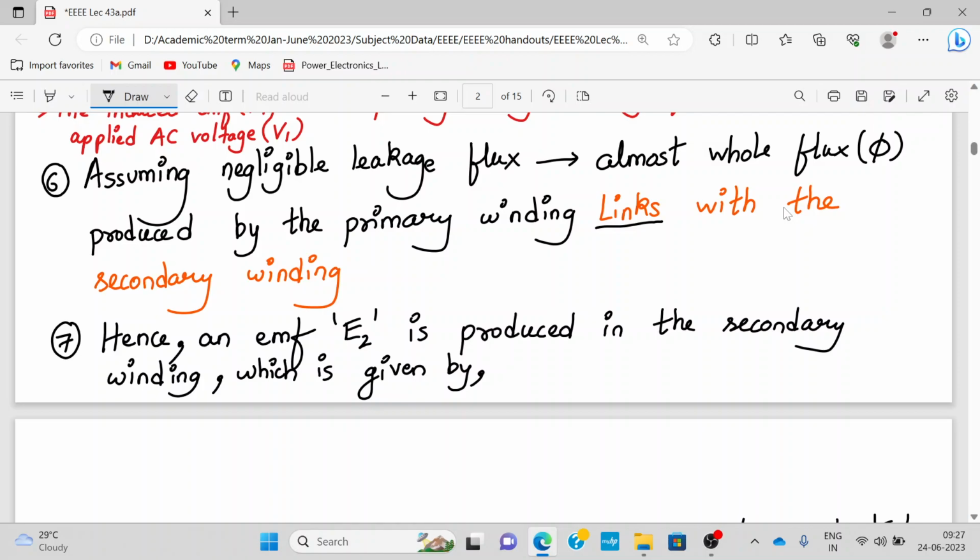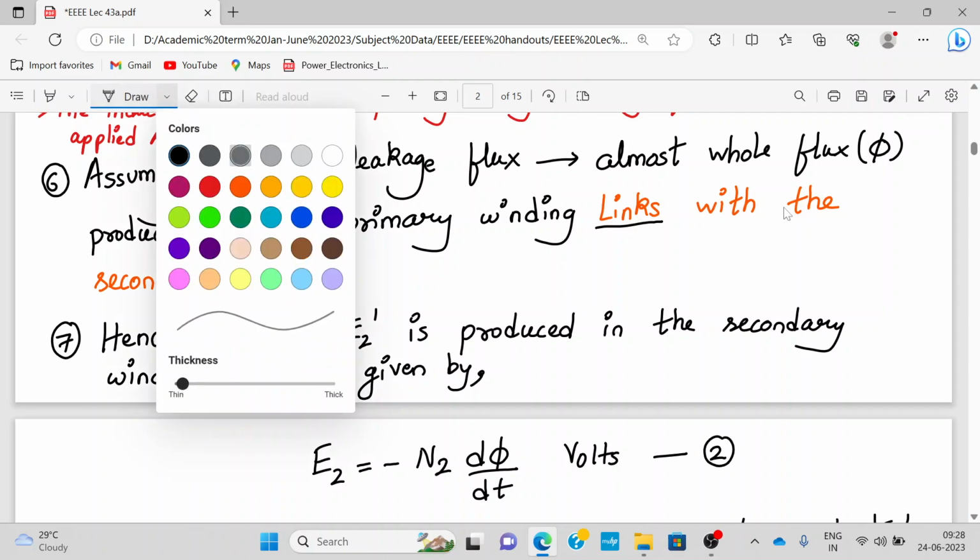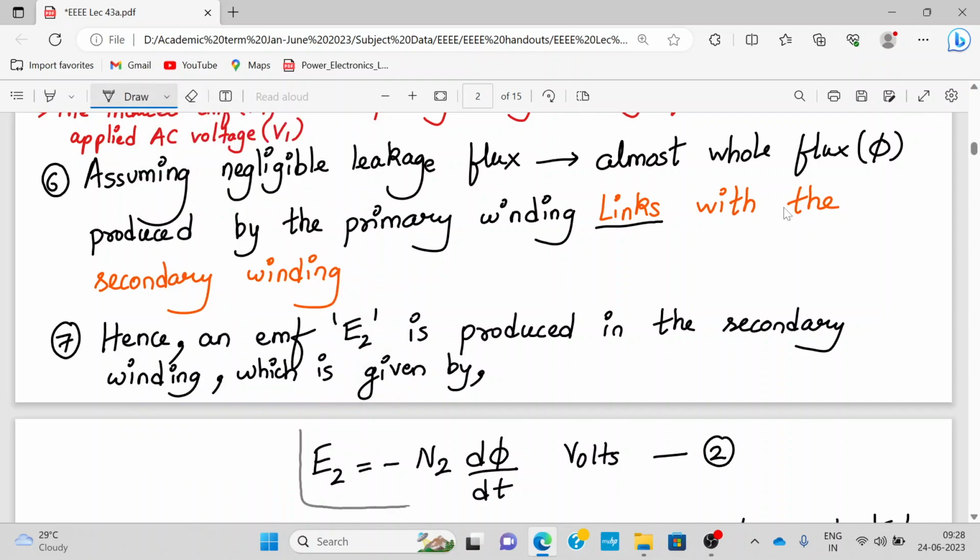And thus the E2 EMF is called a mutually induced EMF. Alright, and voltage E2 is given by the formula E2 is minus N2 d phi by dt, again d phi by dt. Alright, the unit is volts, and this is formula equation number 2. Let me put it inside the box. And what is N2 given by? What is N2 basically?